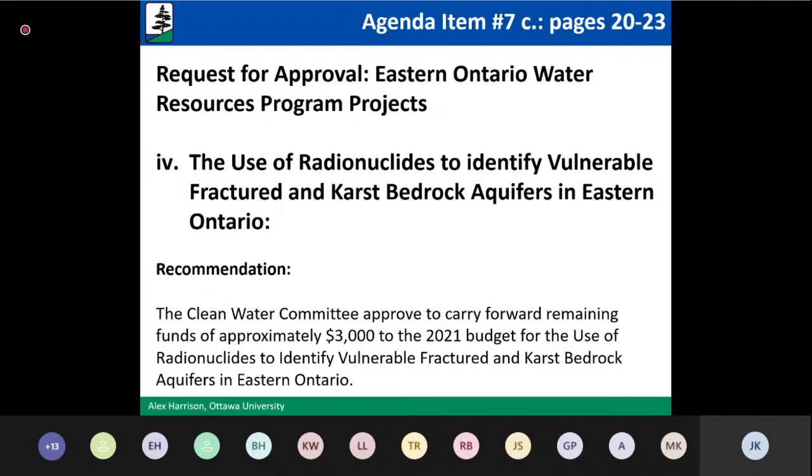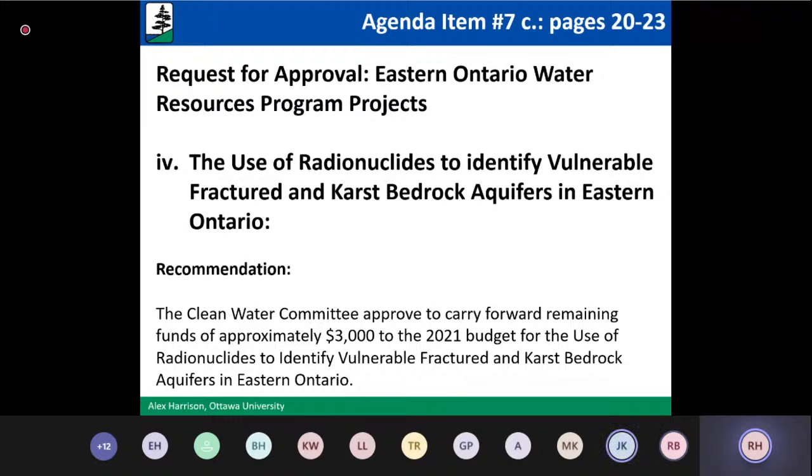On to item 4, sorry, the use of radionuclides to identify vulnerable fractured and karst bedrock aquifers in Eastern Ontario. So we have Alex Harrison. Don't see Alex online. I know she had class that was supposed to finish around 10, but she may have been. Oh, you are there. Great. Yeah, it's just listed as Rachel. Perfect. Thank you. So Alex, have the floor.